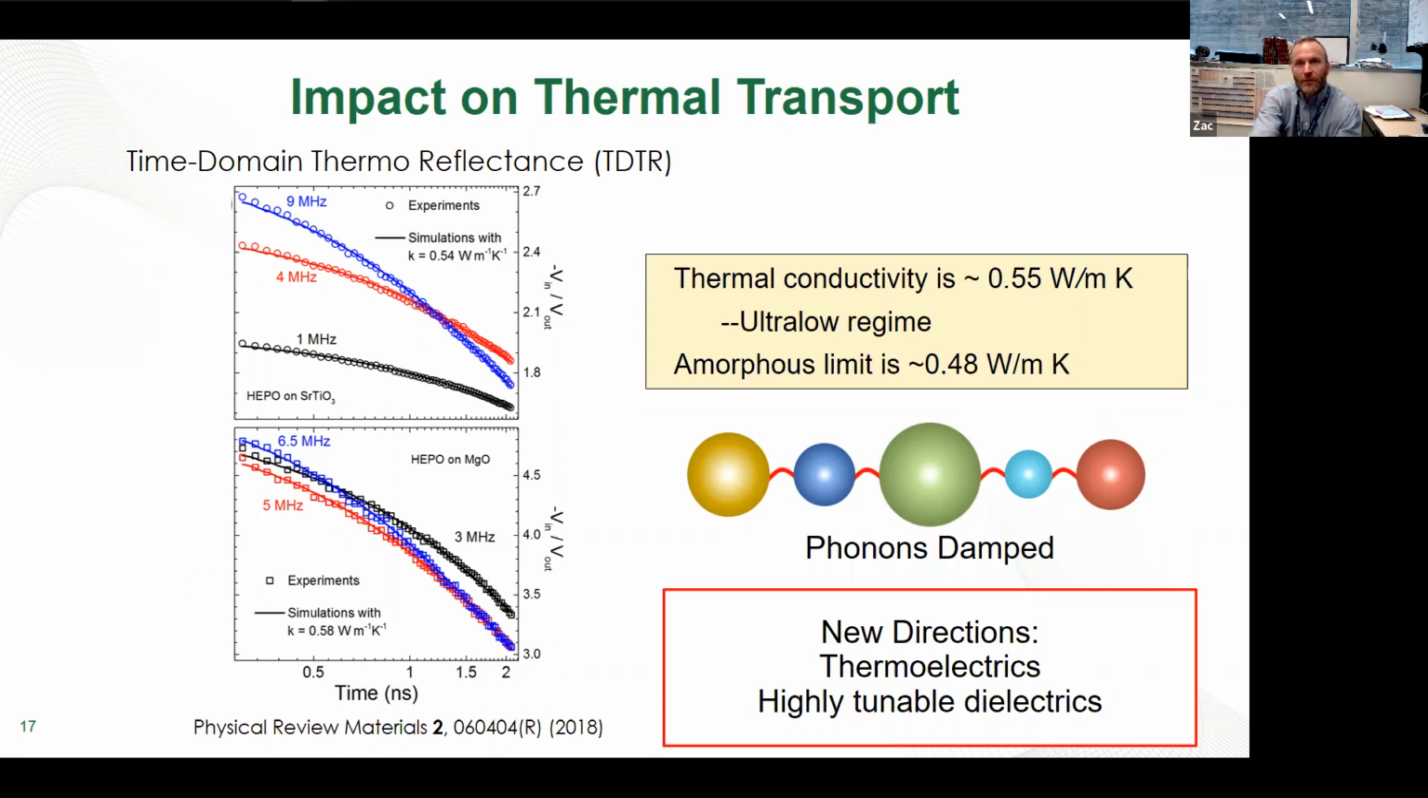Zac, can you just clarify, you mentioned the amorphous limit? Some people may not be familiar. Does that mean that the amorphous system has the thermal conductivity as low as possible? Is this known? Yes.